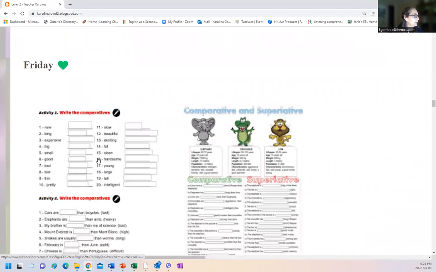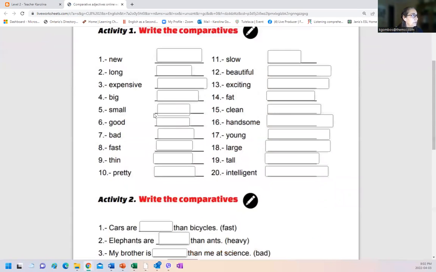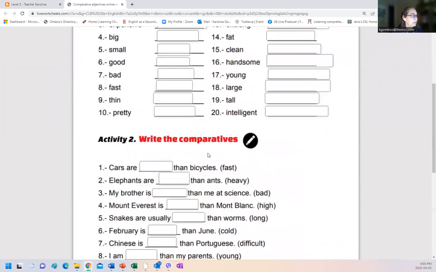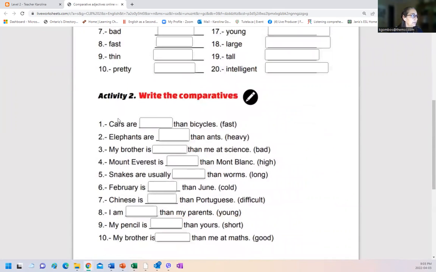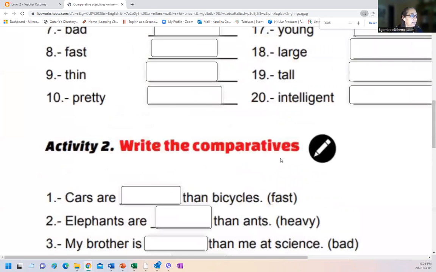Okay, and then here for Friday, more comparatives. New, comparative, newer, long, longer, expensive, more expensive. That's what you have to do. And the same thing here, write the comparative. Cars are faster, elephants are heavier. I will explain also the spelling rules when you have a consonant and y at the end.